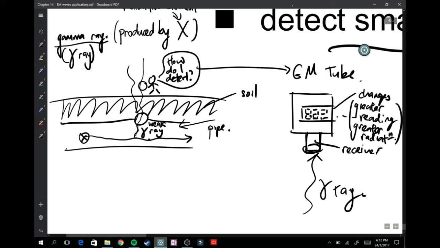Now we go back to here. If we use the GM tube to detect the gamma ray, and it actually counts something, so it has a number like this, then we know, oh, gamma ray has escaped, then there must be a leak.